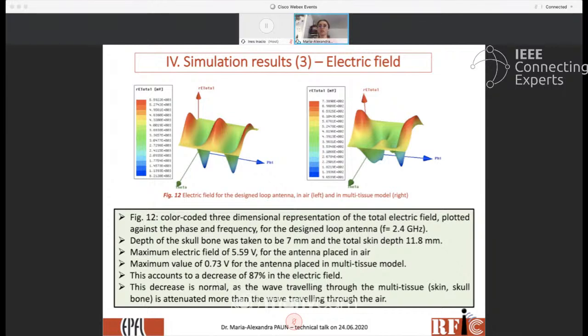So via our simulations, we found that there was a decrease of 87% in the electric field, which is normal. We reached a maximum value of 0.73 volt for the antenna placed in the multi-tissue model, whereas for the maximum electric field of the antenna placed in air, we had approximately 5.6 volt.